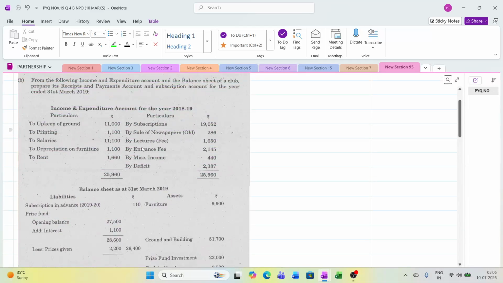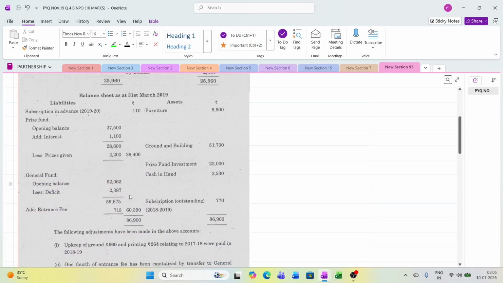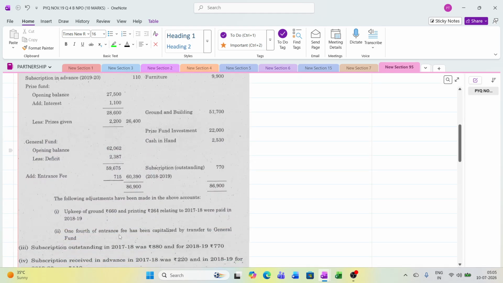Then the next item is entrance fee. Here they have given an adjustment. 1/4 of the entrance fees has been capitalized by transfer to general fund. General fund is otherwise also known as capital fund. So they have transferred 715. You need not calculate what is 1/4 and what is 3/4. They have already given you how much is transferred to general fund.